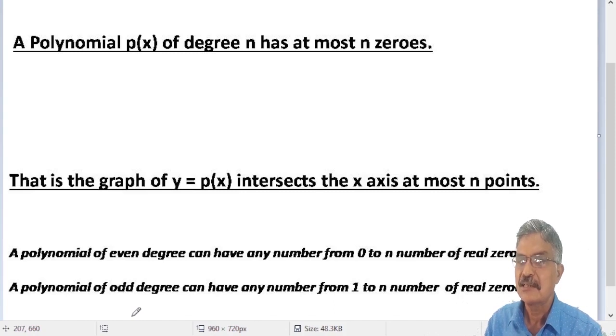So an even degree polynomial has a maximum of n real zeros, and it may have no zeros. An odd degree polynomial has a maximum of n zeros and a minimum of 1 zero. A polynomial of degree 5 has a maximum of 5 zeros, minimum 1. A polynomial of degree 6 has a maximum of 6 zeros, and it may not have any zero.